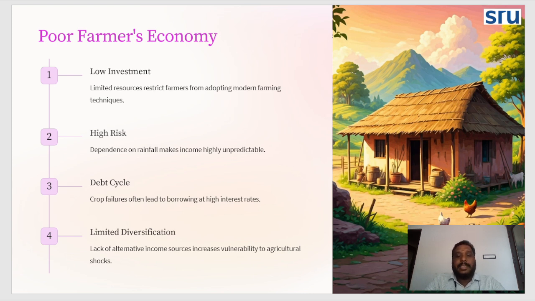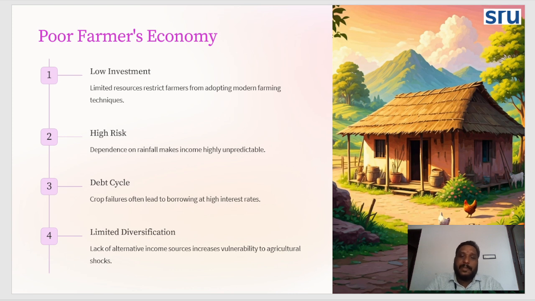Next is the debt cycle. Crop failures often lead to borrowing at high interest rates. Because we discussed previously that there are more chances of crop failure, if there is any crop failure in a season, all the investment by the farmer will be lost. So the farmer has to depend on some money lender, a bank or another financial institution. If this repeats two or three times, imagine the position of the farmer.